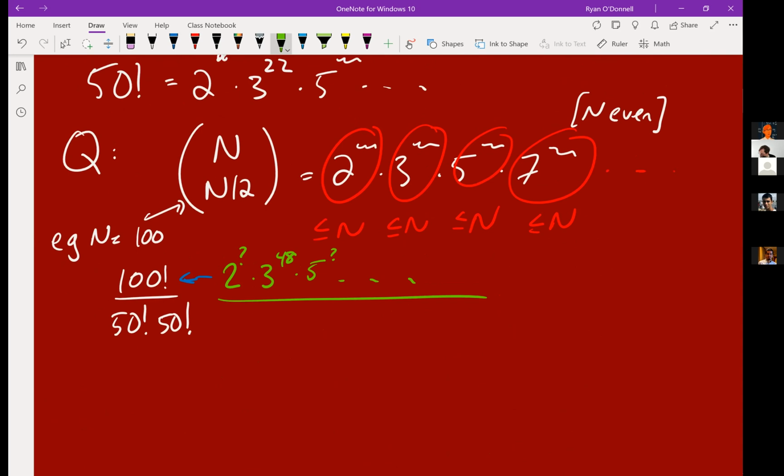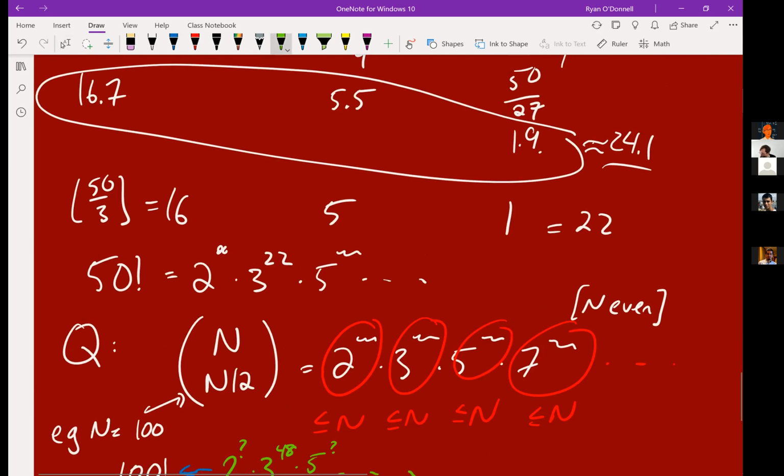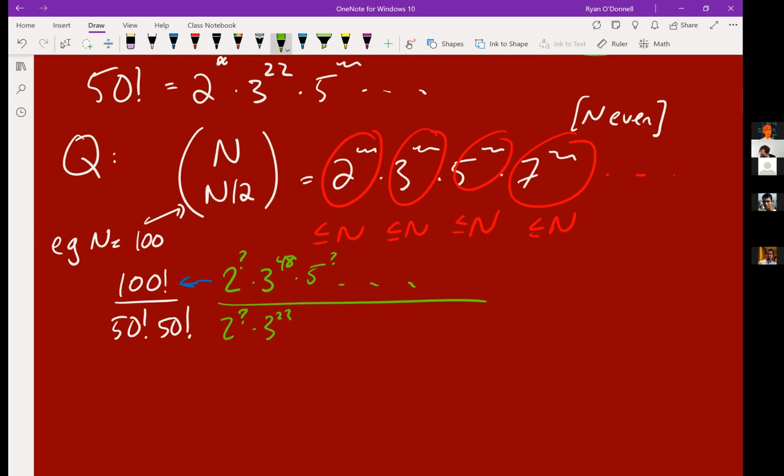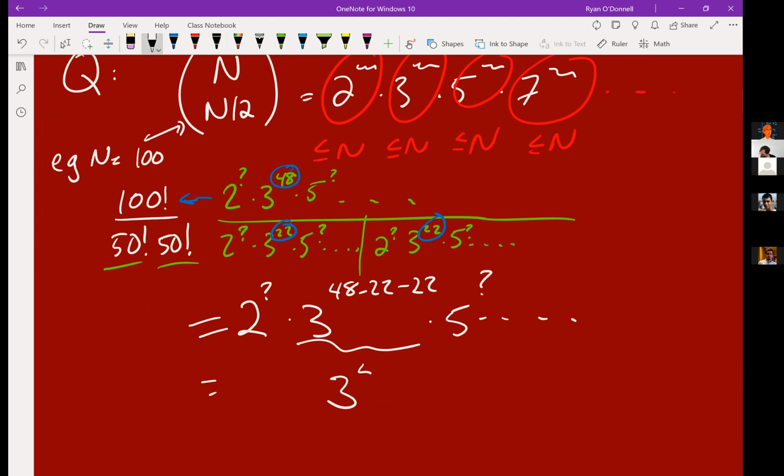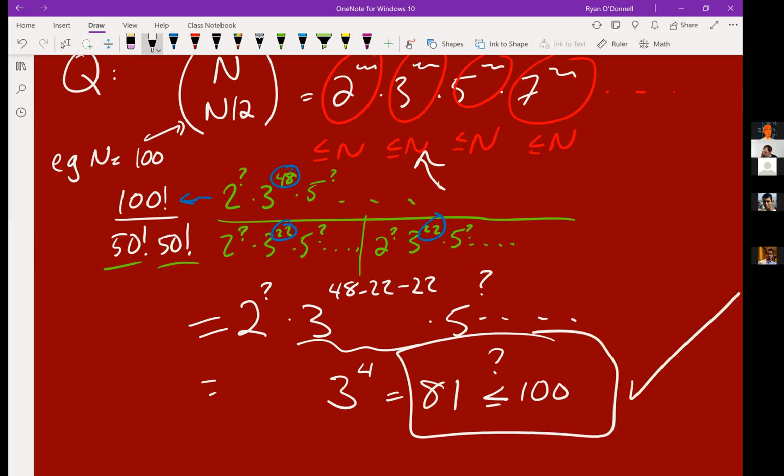Okay, and then in the denominator we had 50 factorial. It had 22. It was 2 to the something times 3 to the 22 times 5 to the something. And then we have another 50 factorial, so 2 to the something, 3 to the 22 times 5 to the something. So the number of powers of 3 are 48, 22, 22. The final answer is going to have 2 to the something times 3 to the 48 minus 22 minus 22, times 5 to the something. So this is 3 to the 4, which is 81. And hey, presto, that's supposed to be at most 100. Yes, it worked. So the question is, was that a coincidence or what?